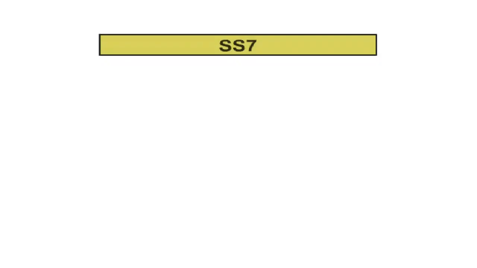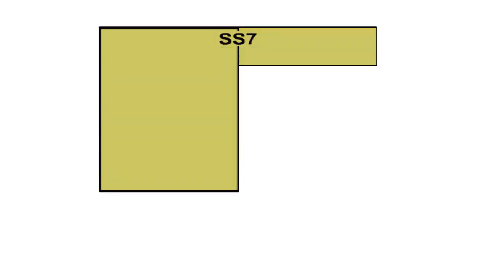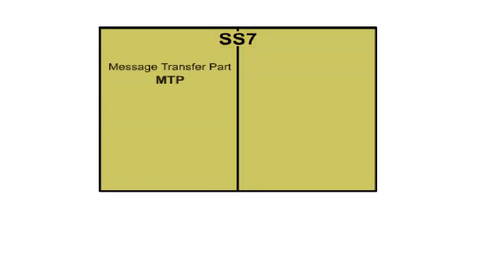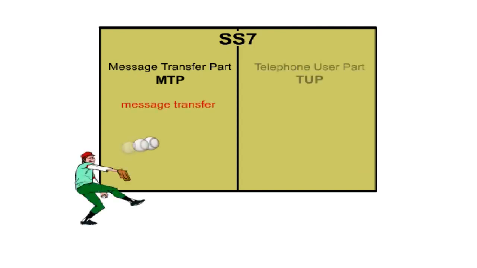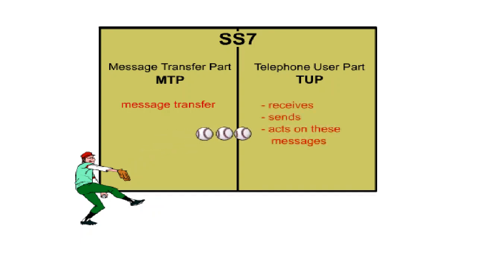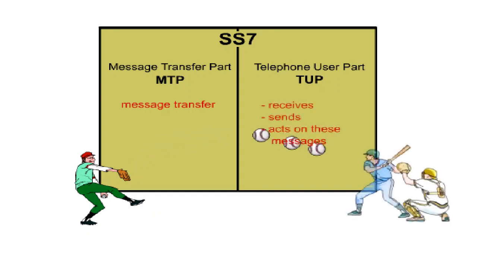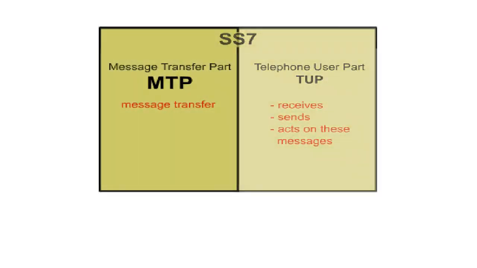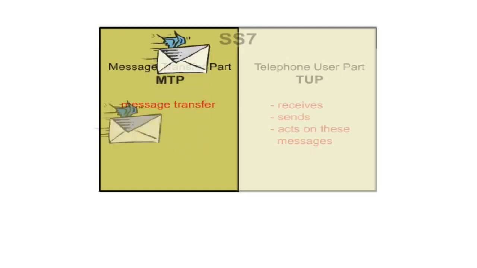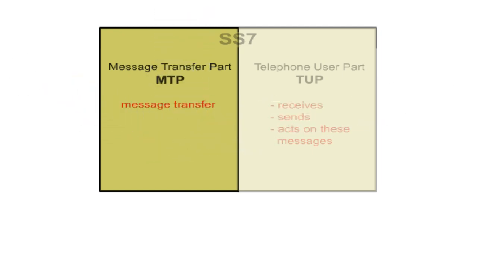The basic SS7 version consists of 2 parts. The message transfer part, MTP, which is responsible for message transfer, and the telephone user part, TUP, on the user's side, which receives, sends, and acts on these messages. Let's turn our attention to MTP first. The message transfer part, MTP, represents the basis for the entire SS7 system. It transmits messages between network elements.